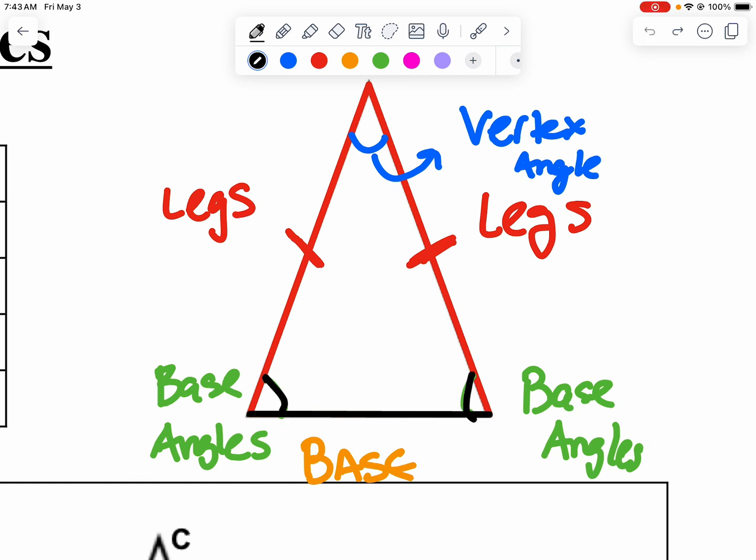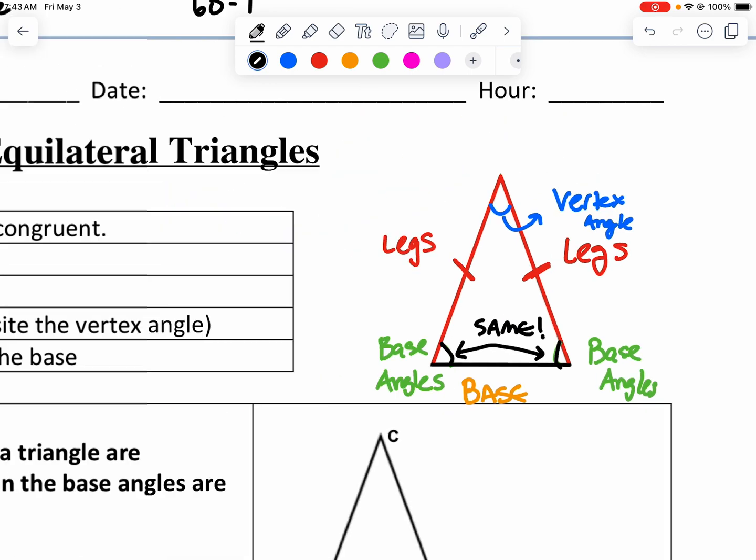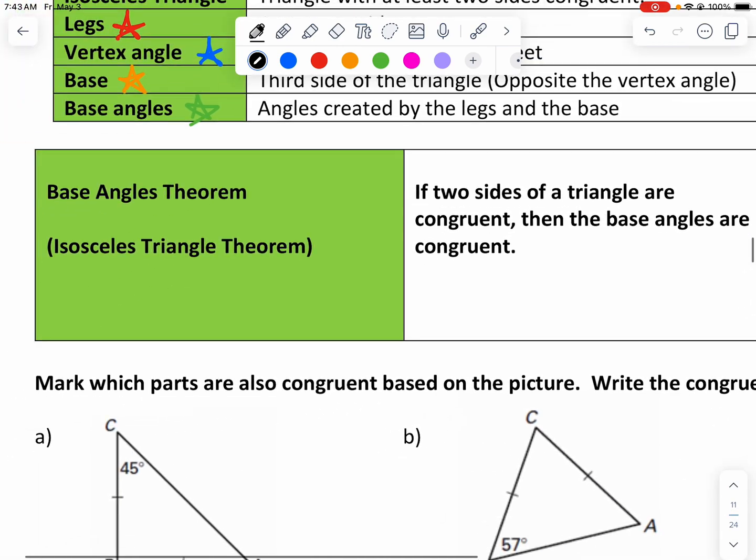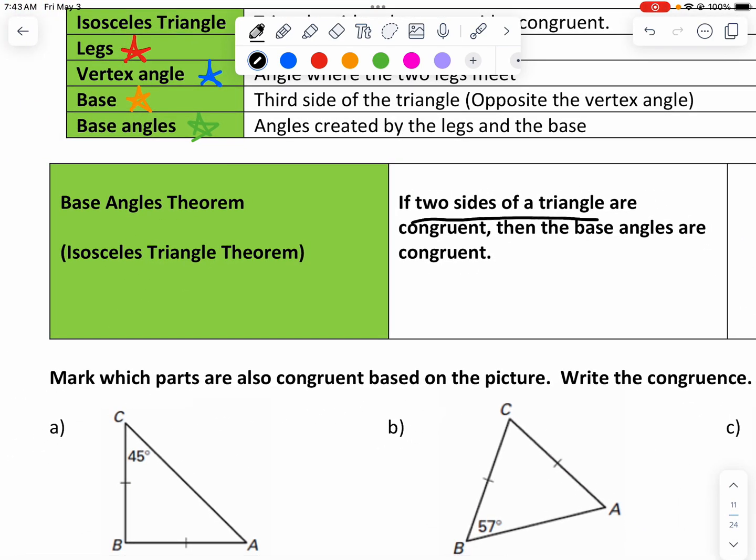Those things are special. The base angles are actually the same. They're congruent. That's the really cool thing about isosceles triangles: if I'm able to identify the two legs, where they meet the base, those two angles are congruent. So that's my theorem right here: if two sides of a triangle are congruent, then the base angles are congruent.